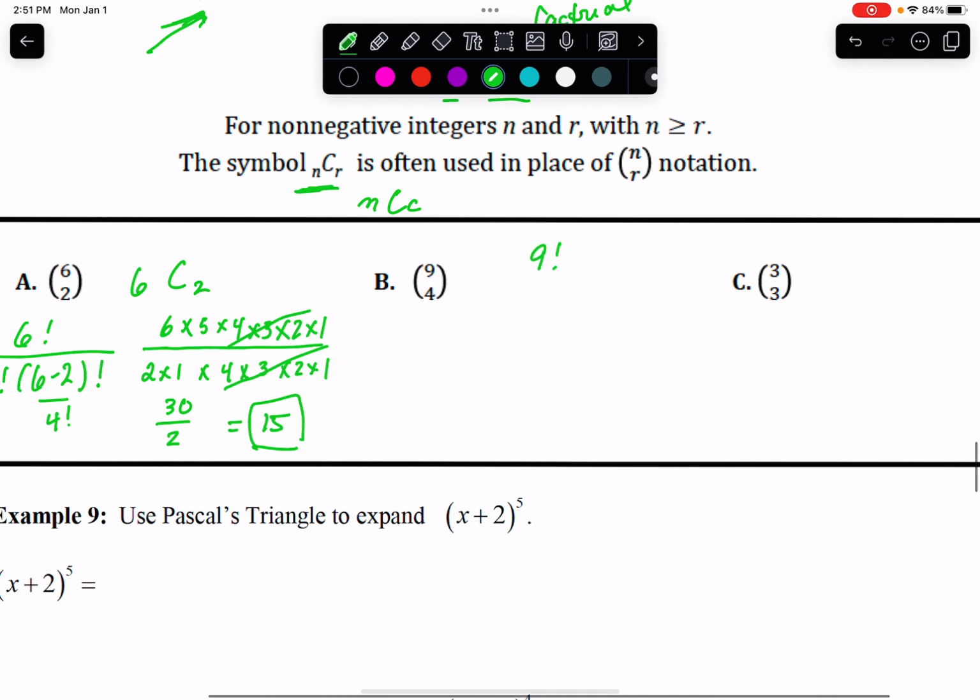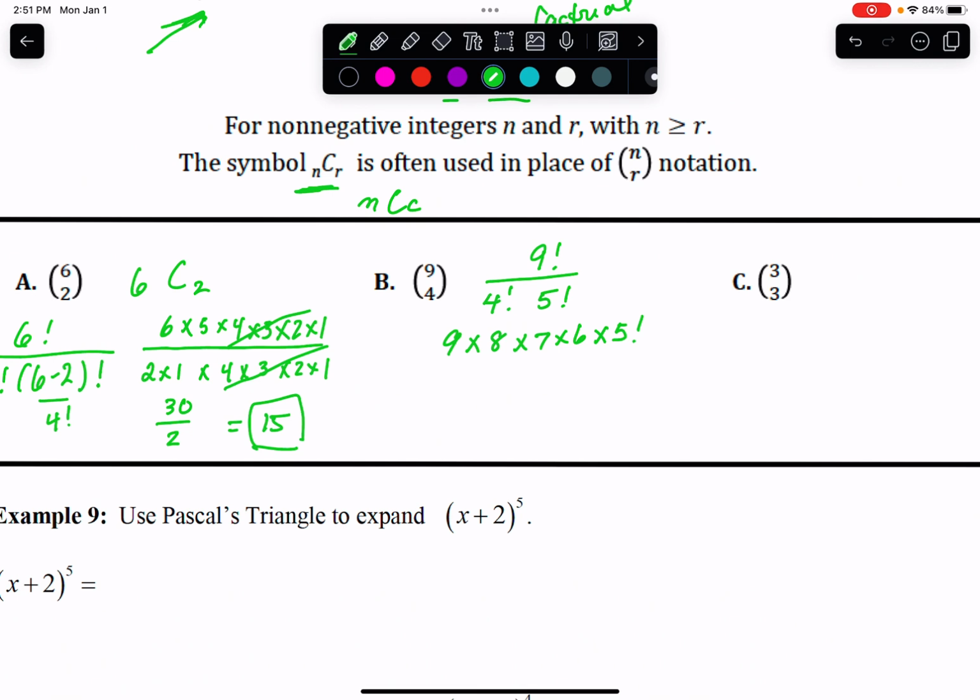It would be 9 factorial over 4 factorial, and then 9 minus 4 would be 5 factorial. So you would do 9 times 8 times 7 times 6 times 5. And instead of writing times 4 times 3 times 2 times 1, you can just leave it 5 factorial because then you can cross that out. On the bottom, we have 4 times 3 times 2 times 1, and then times 5 factorial. So those would cross out.